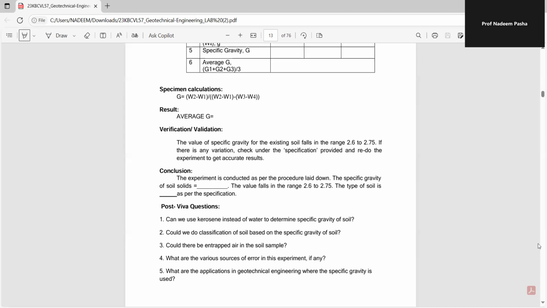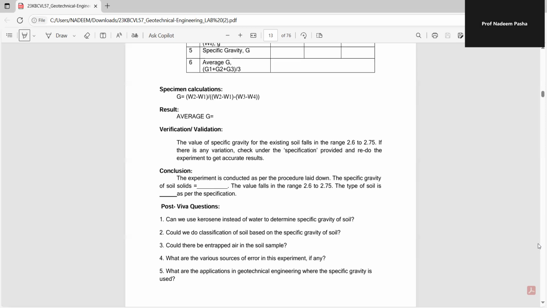So what are the post viva questions? Can we use kerosene instead of water to determine specific gravity of soil? See here, if you use kerosene, then you may get different values. There is one more experiment with the help of kerosene. At the time you do it, you will understand it. Second, could we do the classification of soil based on the specific gravity of soil? Yes, you can classify the soil based on specific gravity, because from the specific gravity of soil you will know the type of soil.